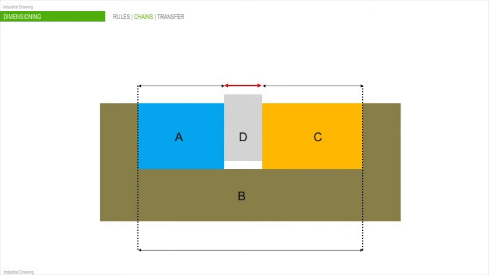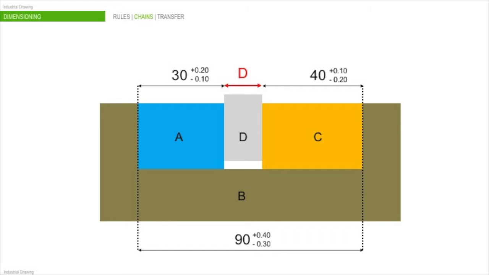First, let's see the linear dimensional chains. Imagine we have to dimension D block to be inserted in between A and C. It's quite easy when we know all the dimensions. The resulting D in this case is 20. But it becomes a tricky question when we have tolerances in the dimensions.